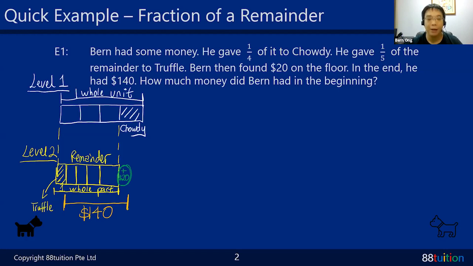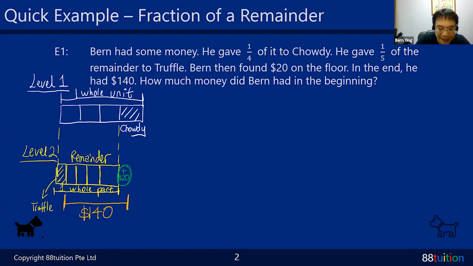At this moment, the question is asking how much money did Bern have in the beginning? So at the start of the day, how much did he have? What's happening down here is you got $140. This $140 includes the $20.